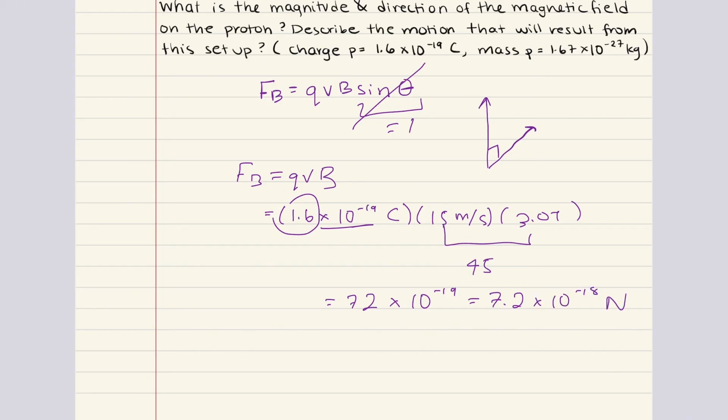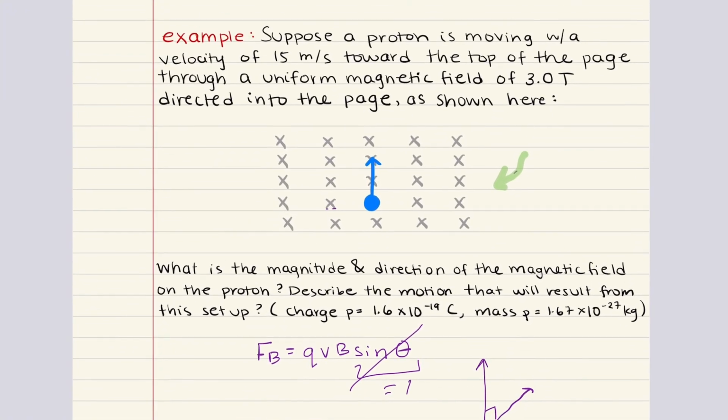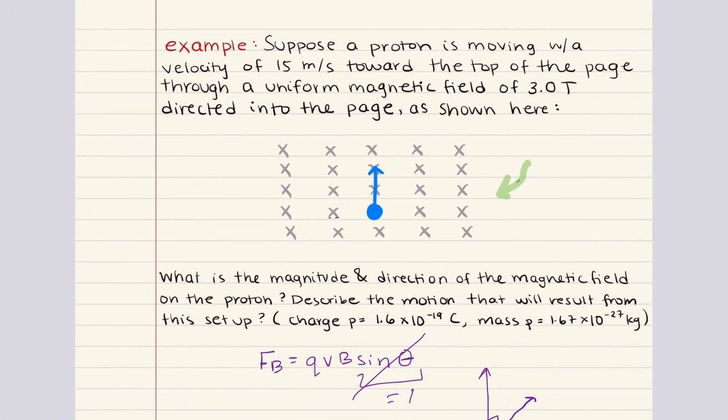Now that we've determined the magnitude of the force, we need to figure out the direction. And we can determine the direction using the right-hand rule. So I'm going to assume that you have this drawn out on a paper on your desk. You want to take your right hand and align your thumb with the direction that this proton is moving in, upward. And then the rest of your fingers are going to be pointing downwards because the magnetic field is directed into the page. Now you need to figure out the direction of your palm. The force is in the direction of your palm, which should be to the left.